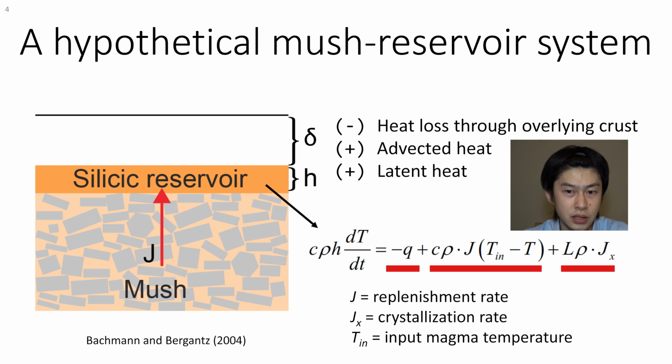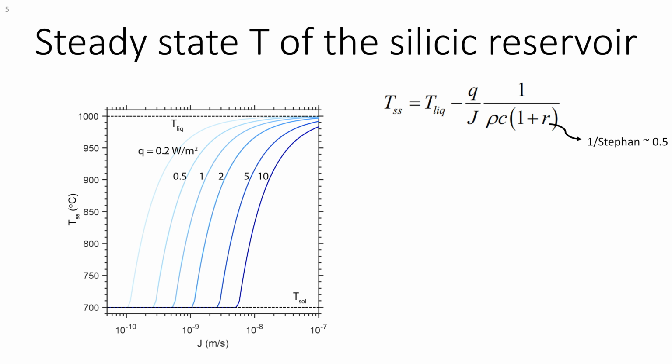If we balance the three terms on the right-hand side of the thermal equation, we can obtain the steady-state temperature of the silicic reservoir. The temperature of the input magma is assumed at its liquidus. There's a small correction term for the latent heat. It is the reciprocal of the Stefan number and approximately 0.5. We plot the steady-state temperature as a function of J for different values of heat loss flux Q. The x-axis is the replenishment rate J. The y-axis is the steady-state temperature.